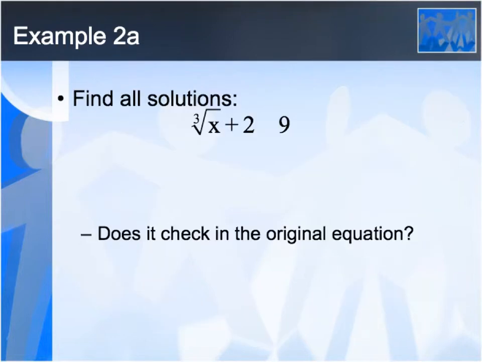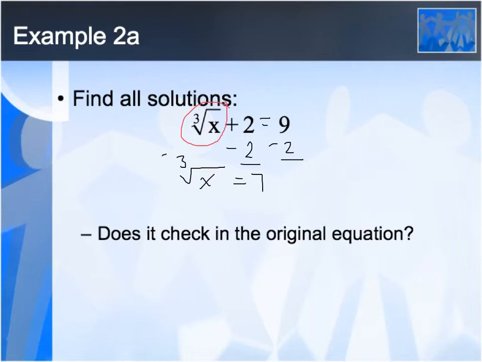Okay? Examples are going to be much more doable in terms of the value of the numbers we're working with. We want to find all the solutions to this equation. And so the first thing we need to do in solving an equation that involves a radical is you've got to get that radical alone. So I've first got to subtract 2 from both sides. And I would have the cube root of x is equal to 7.